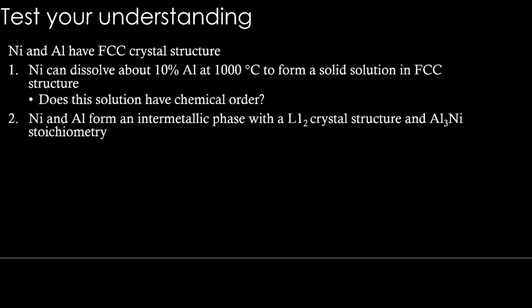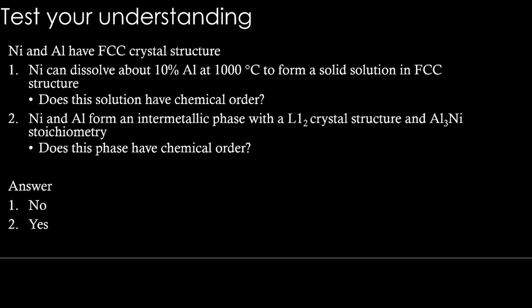Second, the same nickel and aluminum form an intermetallic phase with a different structure, that is the L12 crystal structure, and Al3Ni is the stoichiometry of this intermetallic phase. So in this case, is there a chemical order? Okay, so pause and think about it. Once you are ready with the answer, you can play and see what is the answer.